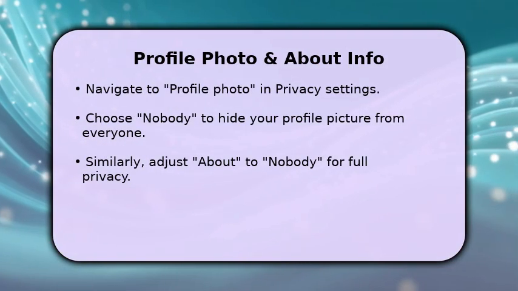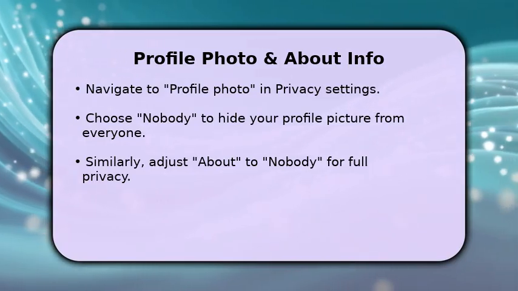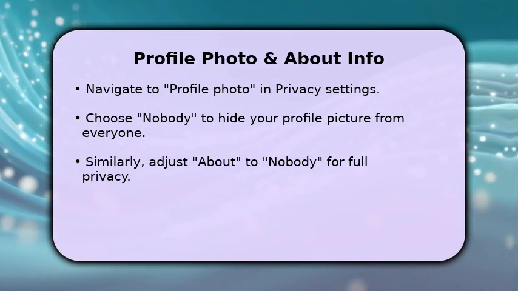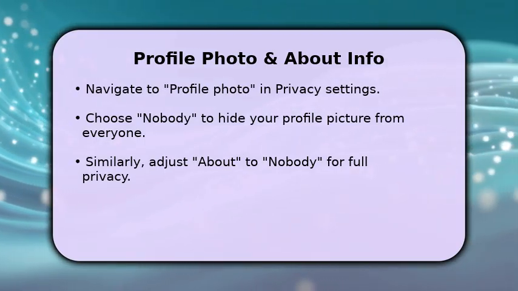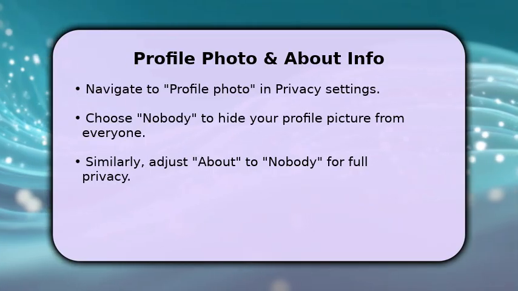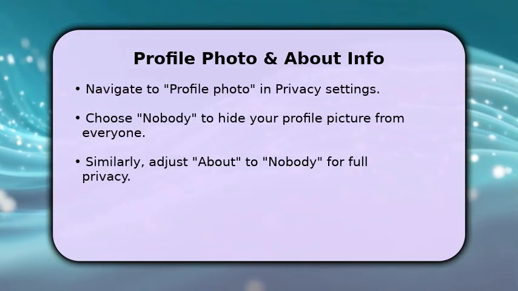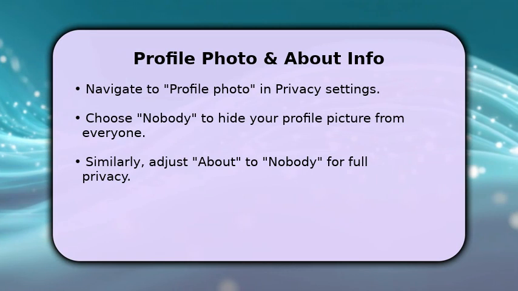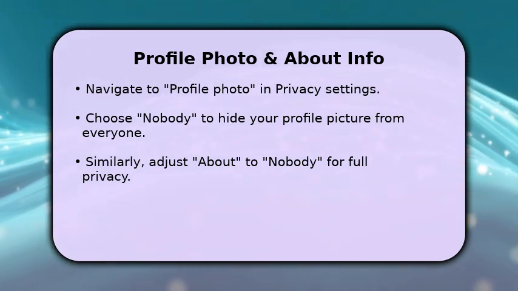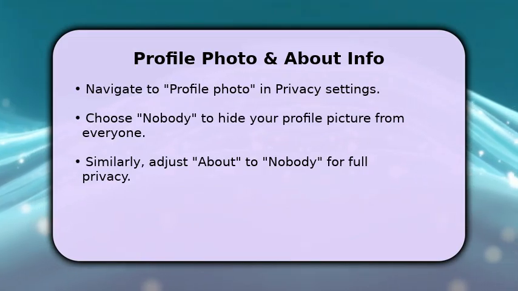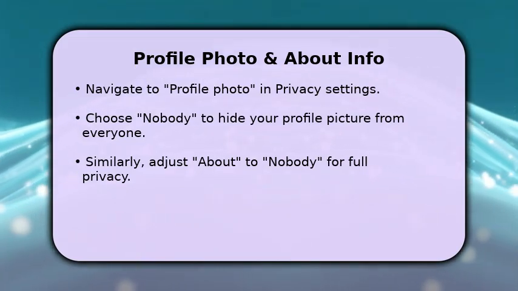Finally, let's secure your profile photo and about information. Back in privacy settings, tap on Profile Photo. Select Nobody to ensure no one can see your picture. Do the same for the About section, choosing Nobody there as well. These two simple adjustments complete your privacy setup, making your WhatsApp presence as discreet as possible. You've now taken several steps to hide online effectively.